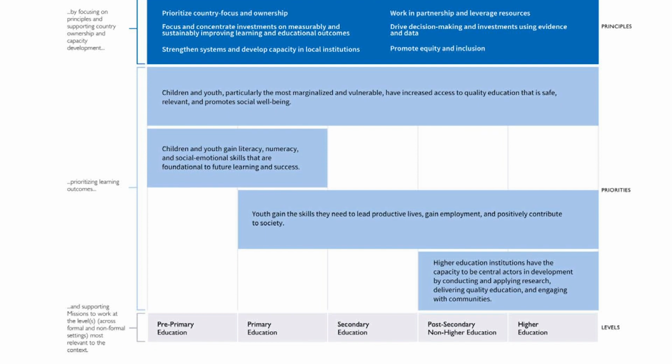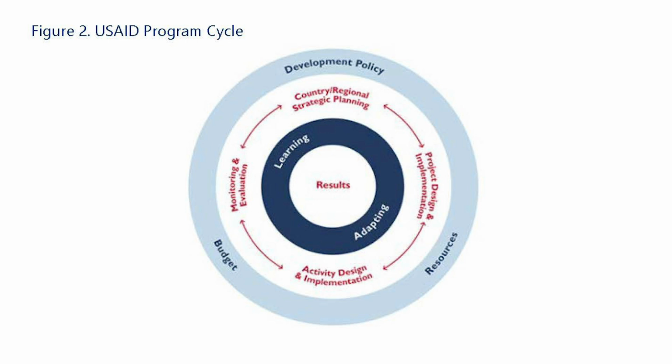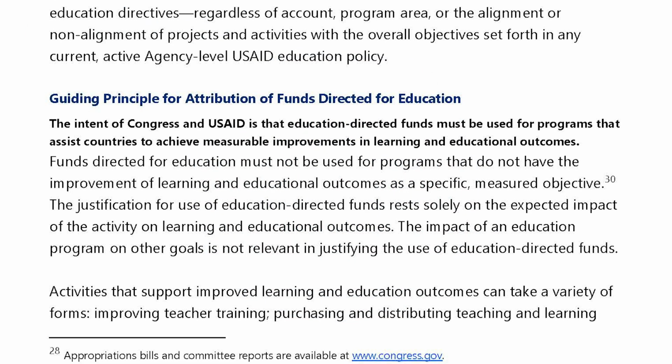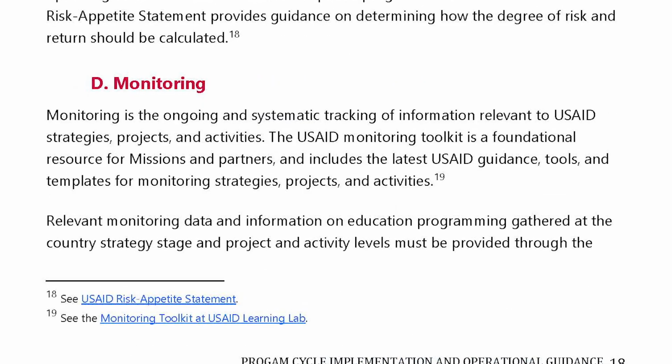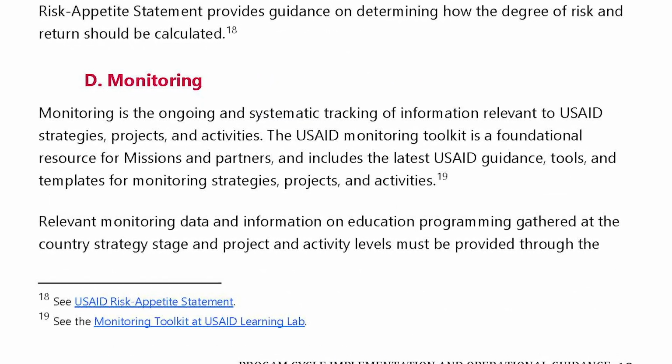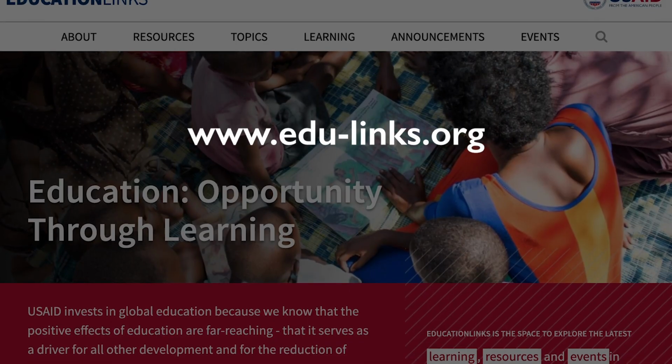For example, it provides key considerations for how the policy should be integrated in each phase of the program cycle. It provides guidance on the use of basic education and higher education earmarked funds. It also covers agency-level monitoring and results reporting. Additional training and resources are available and are continually being added to and updated on education links.